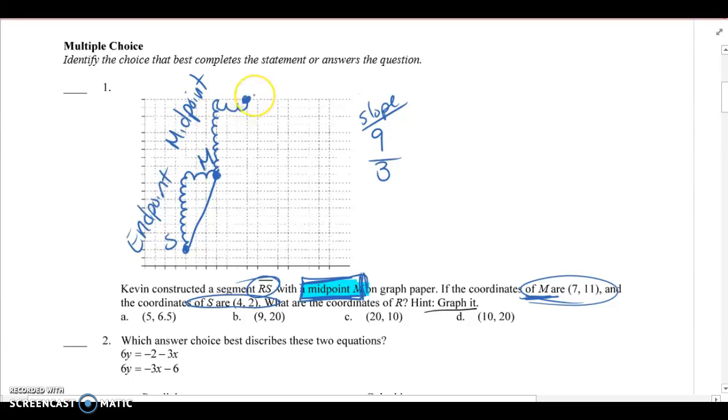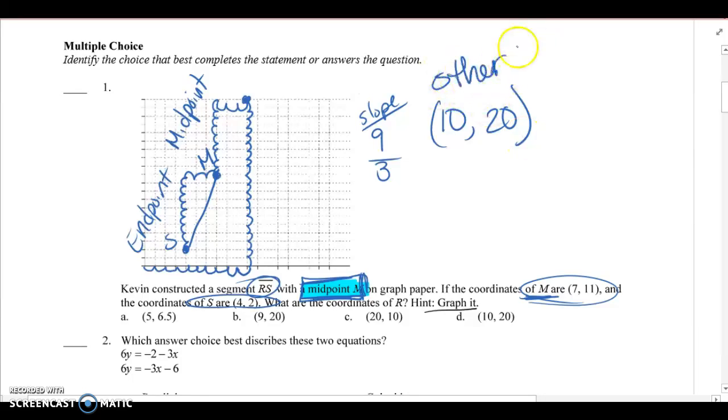Okay, now we have to figure out what is that point. And it's going over 1, 2, 3, 4, 5, 6, 7, 8, 9, 10. So it's going over 10, and then up a whole bunch: 1, 2, 3, 4, 5, 6, 7, 8, 9, 10, 11, 12, 13, 14, 15, 16, 17, 18, 19, 20. Whew, 20. All right, so this should be my other endpoint. And is that what happened? It's not that one. If I can cross it off.